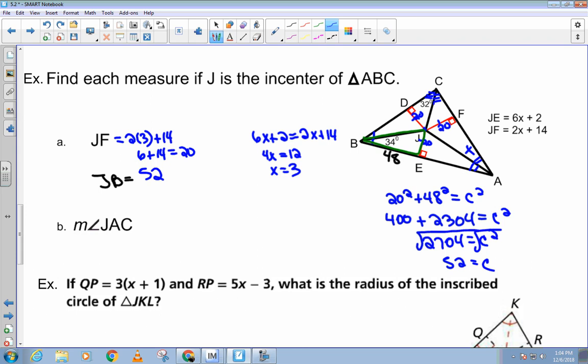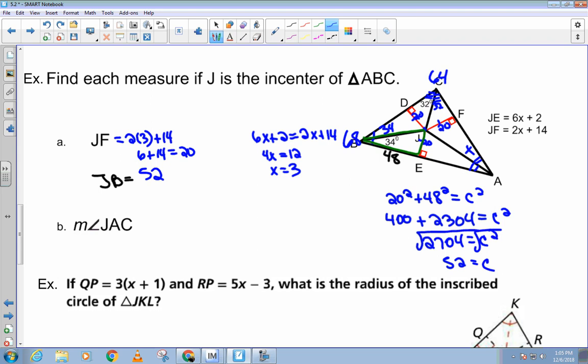Okay, so this right here is 32. That means this whole big angle here is 64, right? Right, because this is going to be 34 here, so it makes this 68, right? Add these two together, subtract from 180, and you get the big A, and then you have to divide by 2.